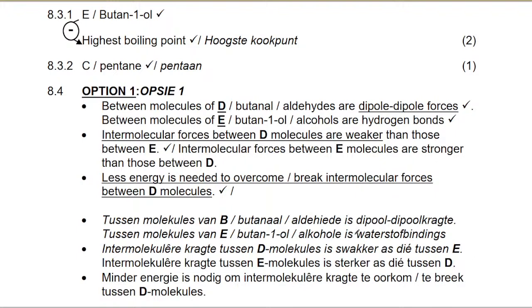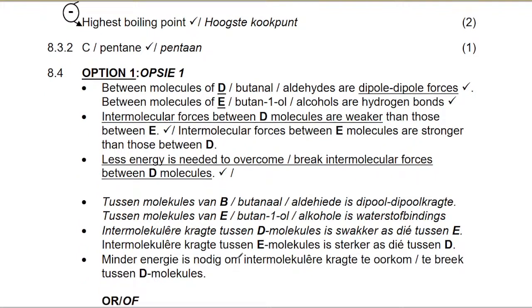Between molecules of D, butanal, which is part of the aldehydes, are dipole forces. The learner gets 1 mark for that, because we are comparing. So we have to know what is happening in D and also what is happening in E. Between molecules of E, butanol, which is an alcohol, they are hydrogen bonds. So already you have identified it. It means your comparison is between the hydrogen bonds and the dipole forces.